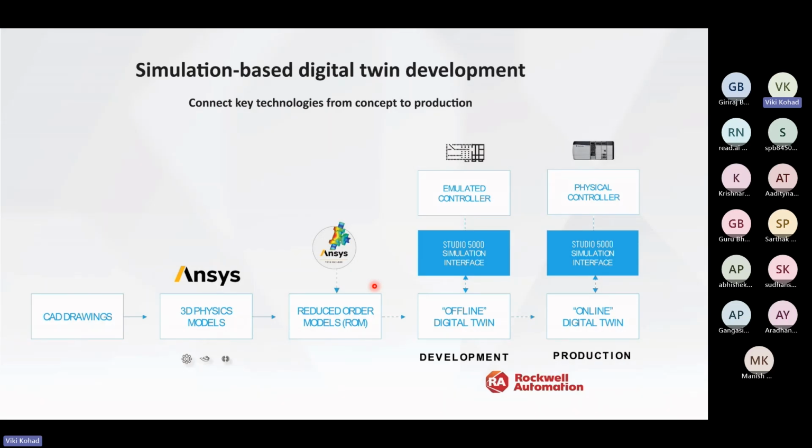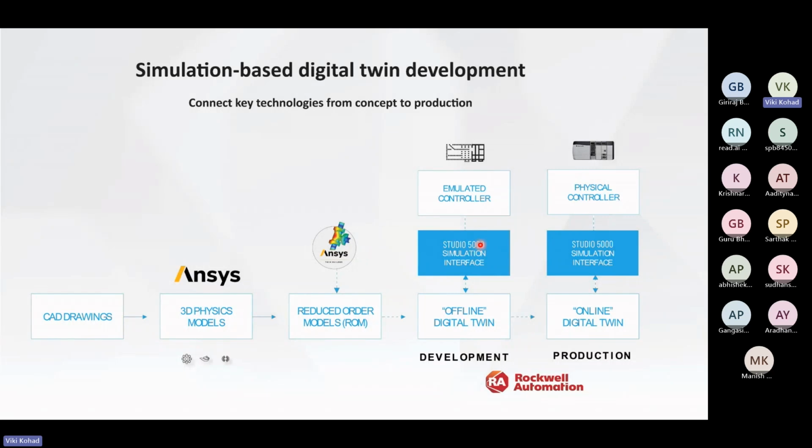there are two stages. One is the development stage, and the next is the production stage. In the production stage the online digital twin is used, and in the development stage the offline digital twin is used. Okay, so this is the simulation interface.